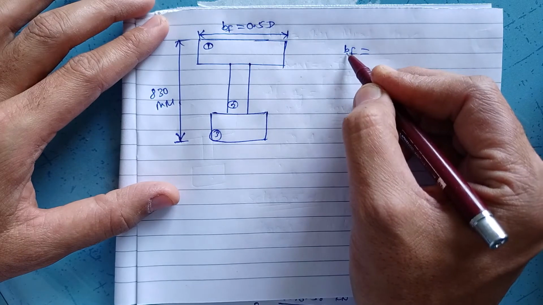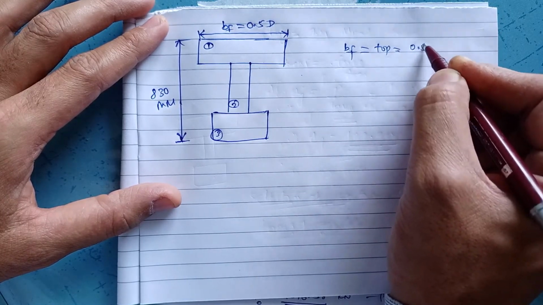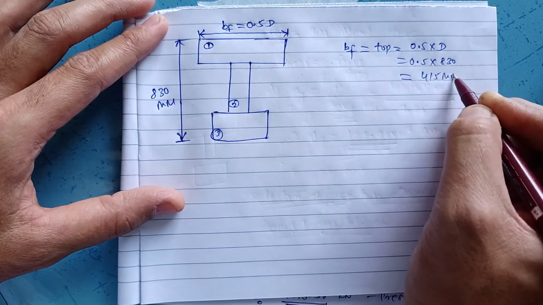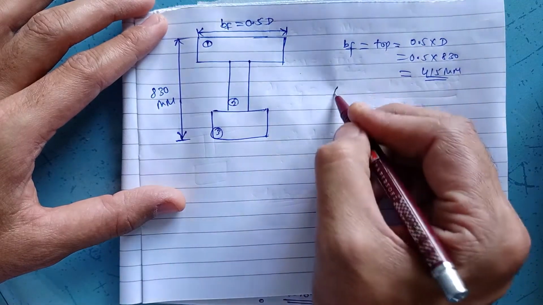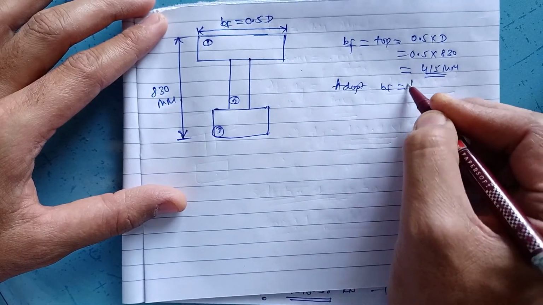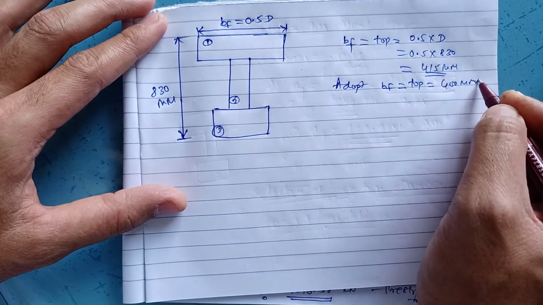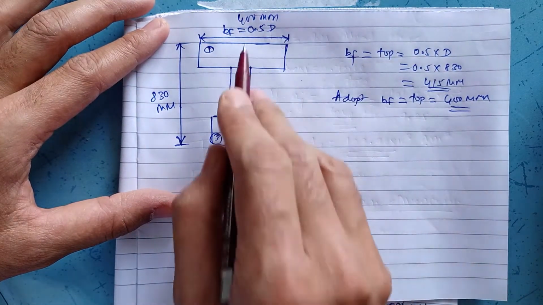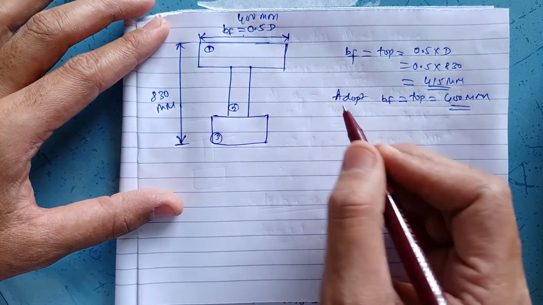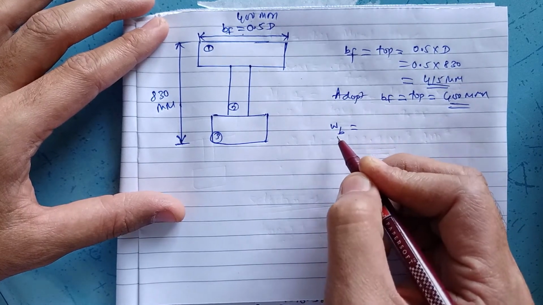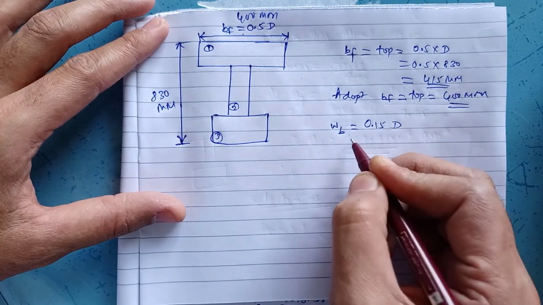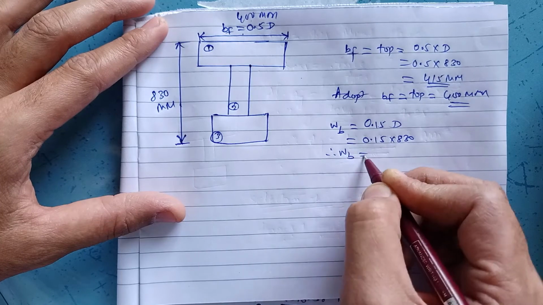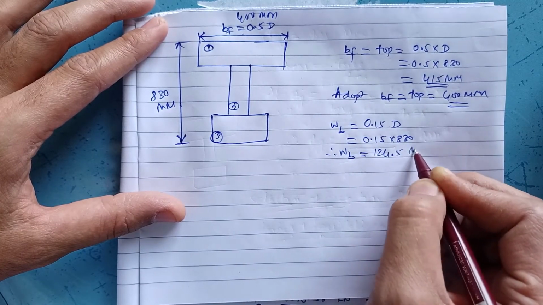BF, that is the width of the flange at top, is equal to 0.5 into D, 0.5 into 830, that will be 415 mm. Hence, adopt BF at top as 400 mm. Now, web thickness, that is WB, will be 0.15 D as per the thumb rule. 0.15 into 830, therefore it comes to 124.5 mm.